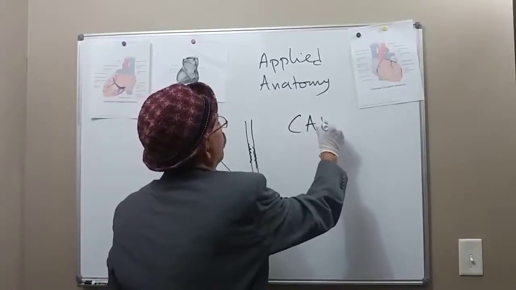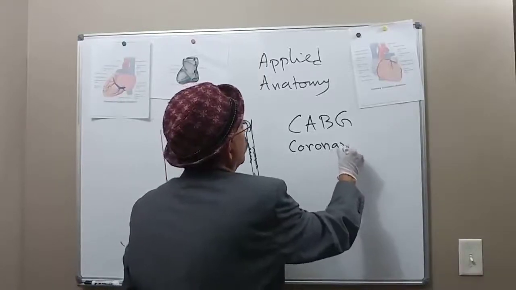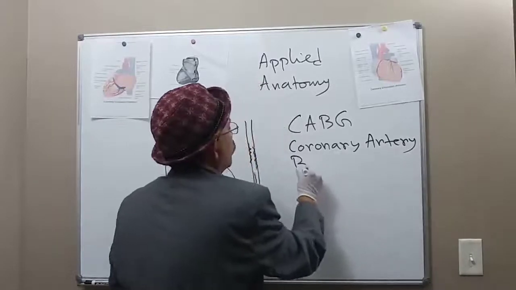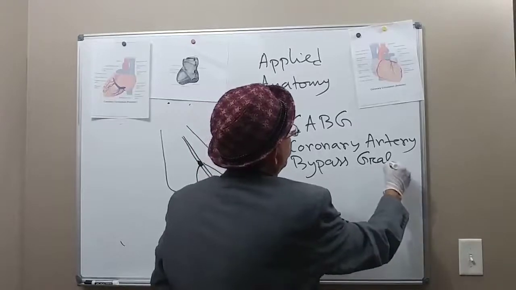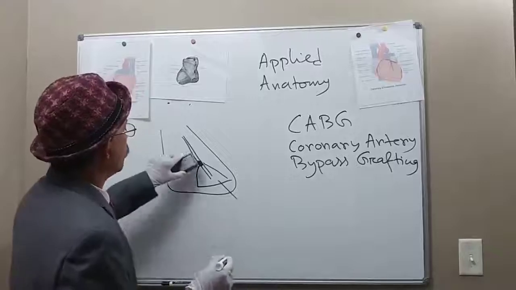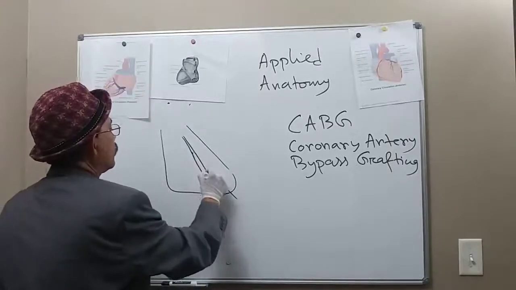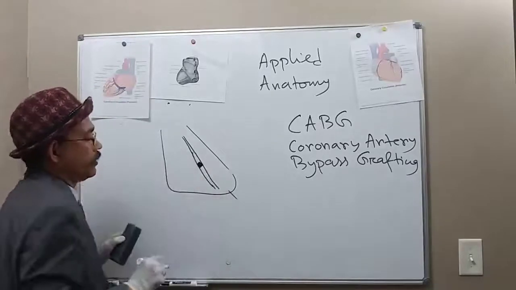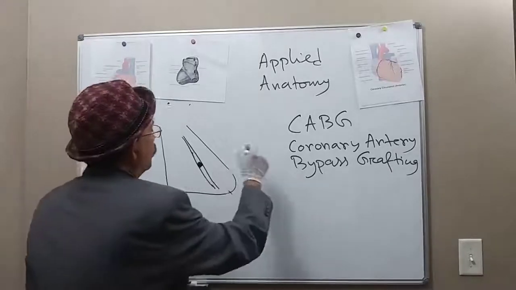Another important point is that if that is not feasible, then the surgeon does coronary artery bypass grafting. What is that? Suppose in my heart there is some blockage here, and it is not feasible for catheter guided removal. What will happen? We need a bypass channel.